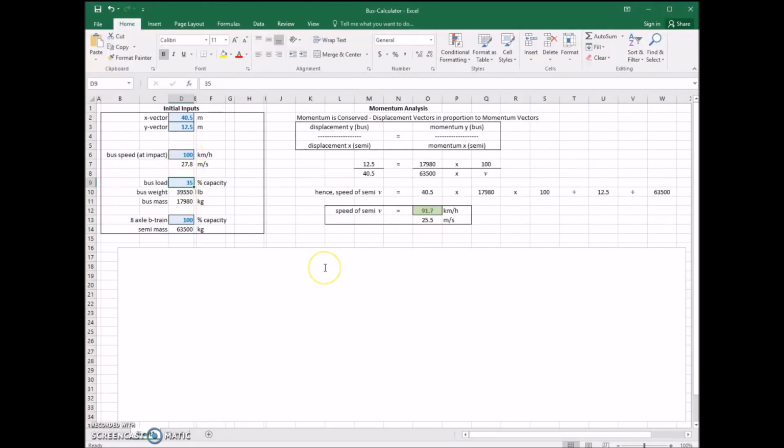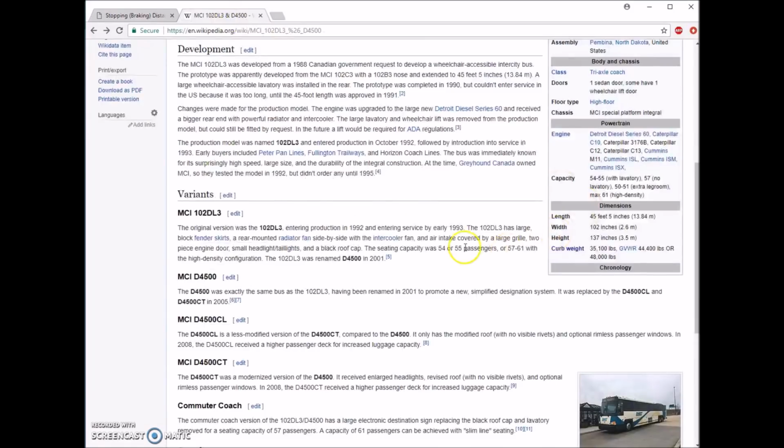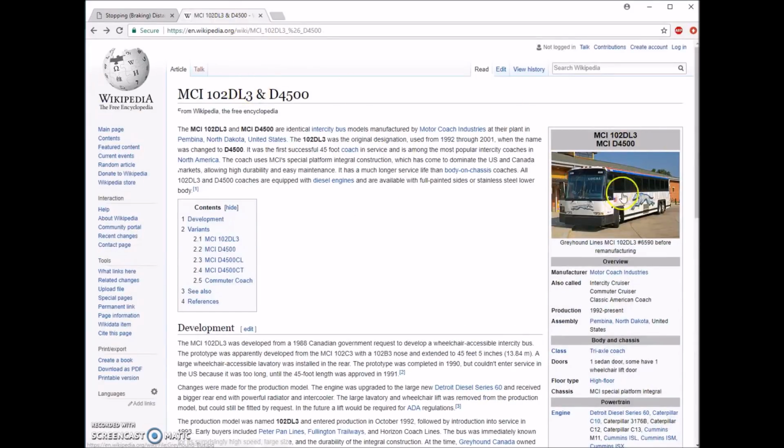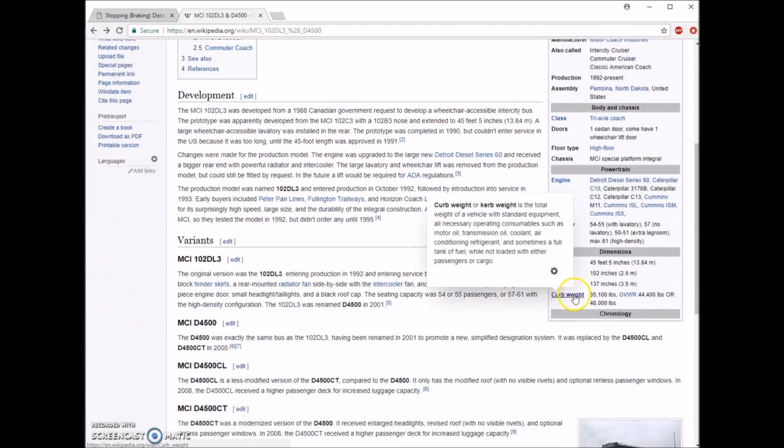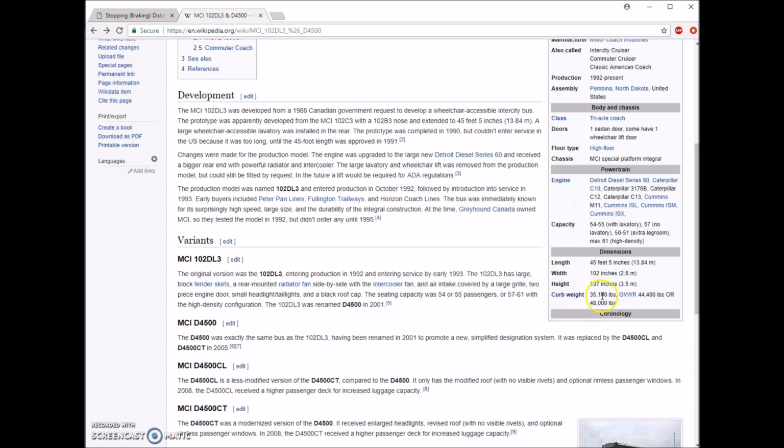The other question was the mass of the bus. So on this website here, here's the website I used. There's the bus, very similar. Curb weight says that it's an ordinary vehicle. It's got all the seats. It's got the motor oil, the coolant, air conditioning, and so on. Sometimes a full tank of fuel, but it's not loaded with passengers or cargo, so it's sitting there empty. Nobody's on it. That would be 35,100.